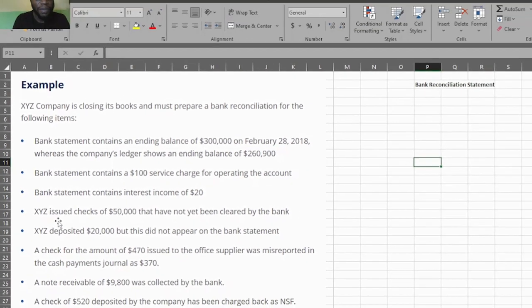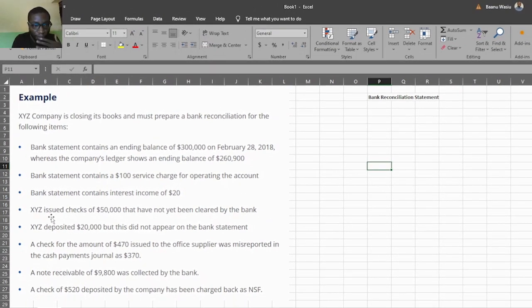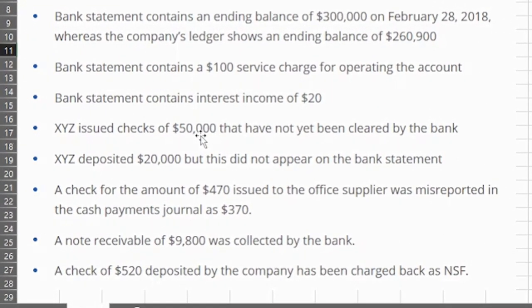Now, for the aspect of the cash book, we have issued a check of 50,000 to a supplier or somebody else, but that check is yet to be presented at the bank. So this is an unpresented check. It will cause a problem. And a deposit of 20,000 does not appear in the bank statement. So obviously, this is a deposit in transit, which we have recorded in our own books as an income, but the bank is yet to report it.